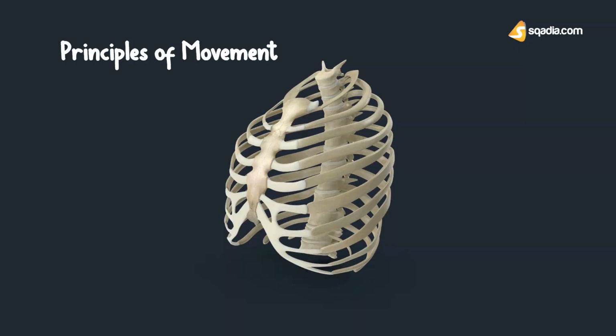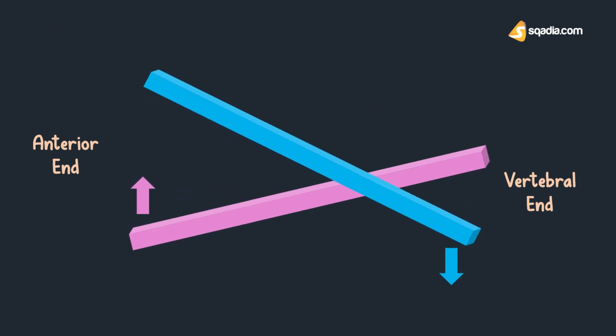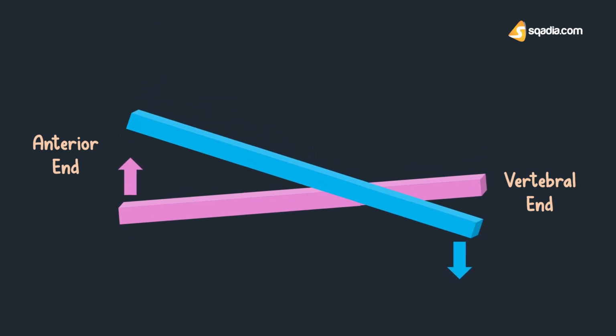Now that we introduced you to the different respiratory mechanisms, let's now discuss the principles of movements. In the first principle, each rib may be regarded as a lever, the fulcrum of which lies just lateral to the tubercle. Because of the disproportion in the length of the two arms of the lever, the slight movements at the vertebral end of the rib are greatly magnified at the anterior end.